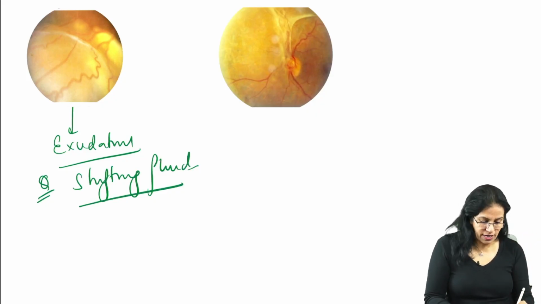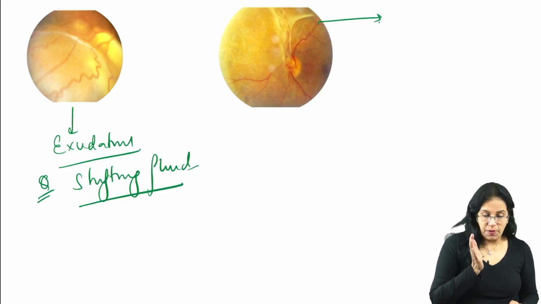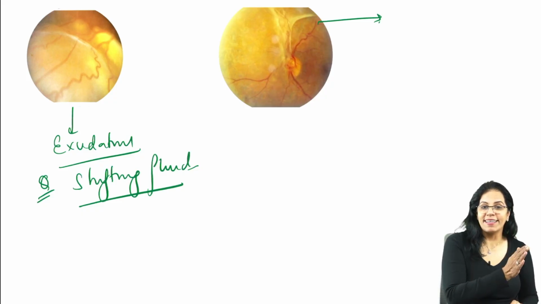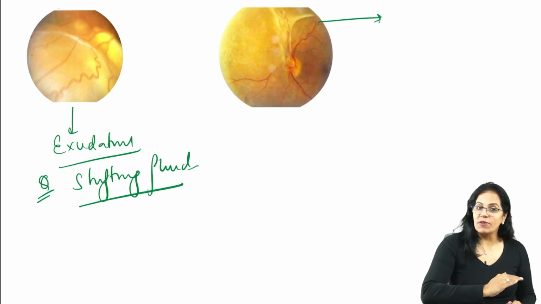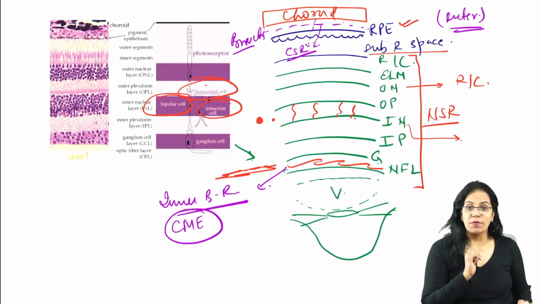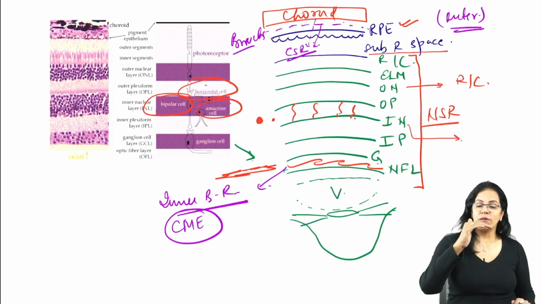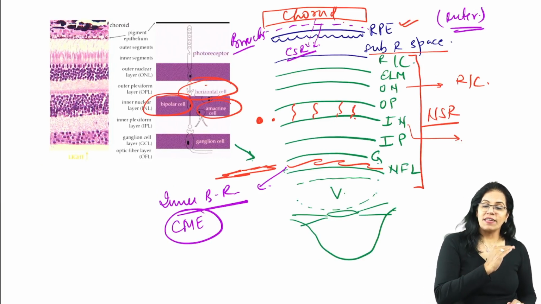Next type is your tractional. So we know, if you go back to the basic pathogenesis of any vascular disease of the retina, it starts with hypoxia, increased capillary permeability, leakage, more hypoxia, release of chemotactic factors, neovascularization, right? Okay? Should I repeat? It is hypoxia, increased capillary permeability, more hypoxia, then release of chemotactic factors, neovascularization.